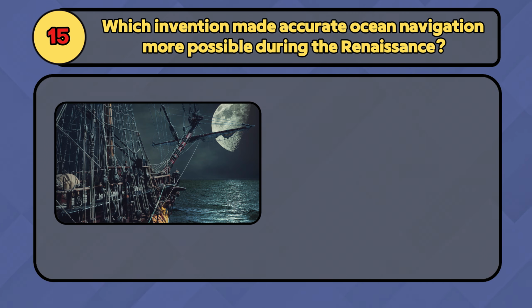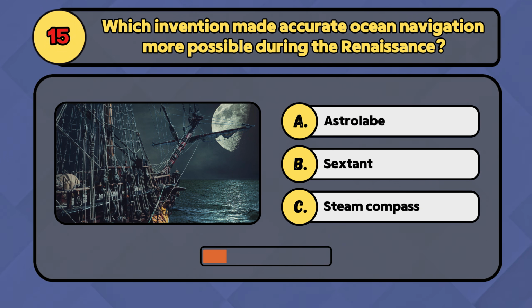Which invention made accurate ocean navigation more possible during the Renaissance? The astrolabe helped sailors navigate using the stars. What was the main language of educated Europeans during the Renaissance? Latin was widely used by scholars and writers across Europe.